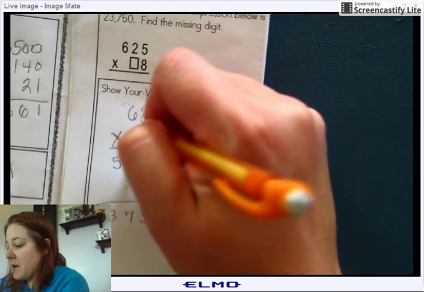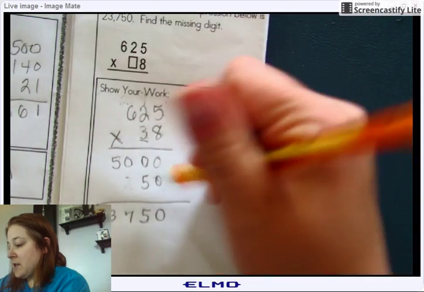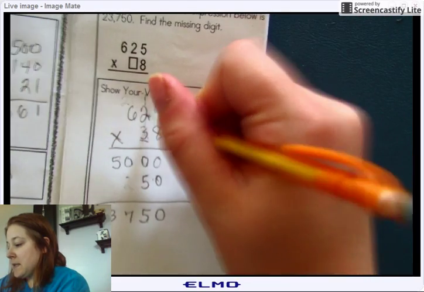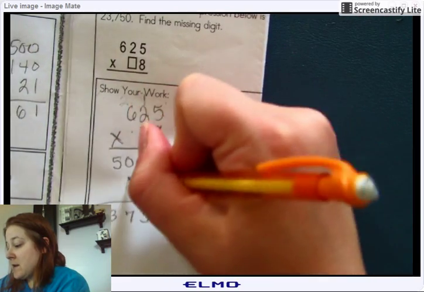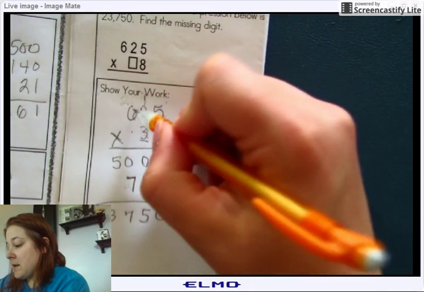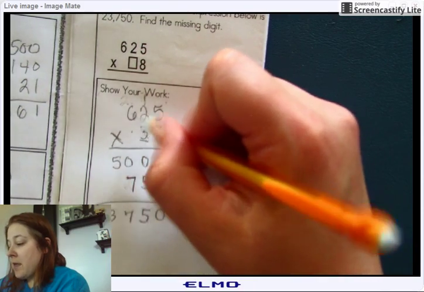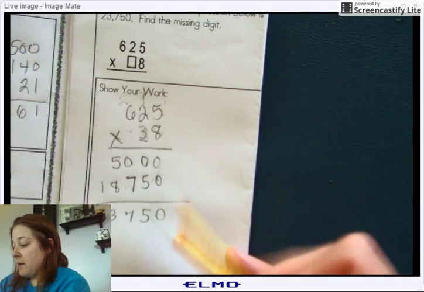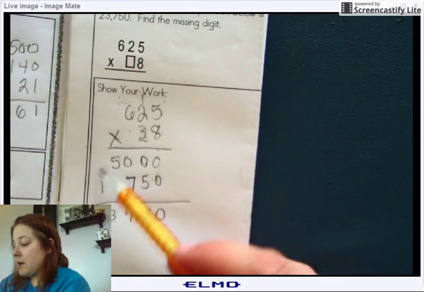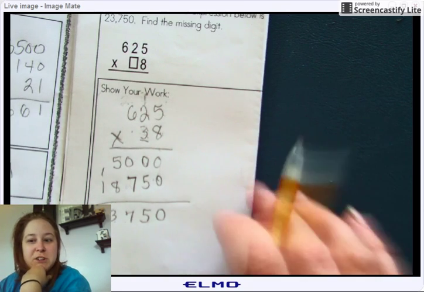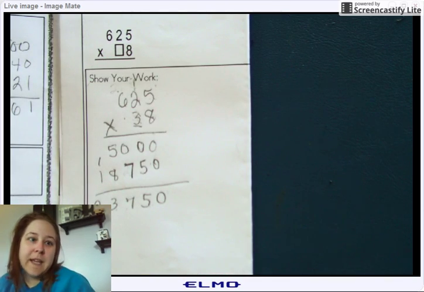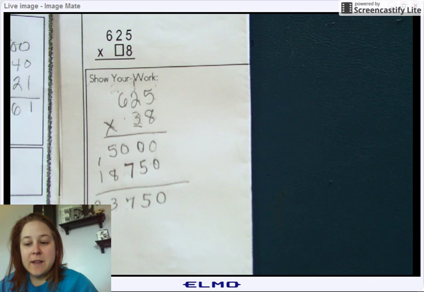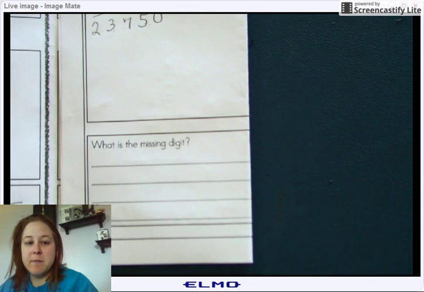Right? So let's try another odd number. Let's try 3. That's 15. Trade your 1. That's 6, 7. Right? 18. Add them together. I just happened to look out. I just randomly chose 3. So lucky me. So answer the question back here, down here. What is our missing digit?